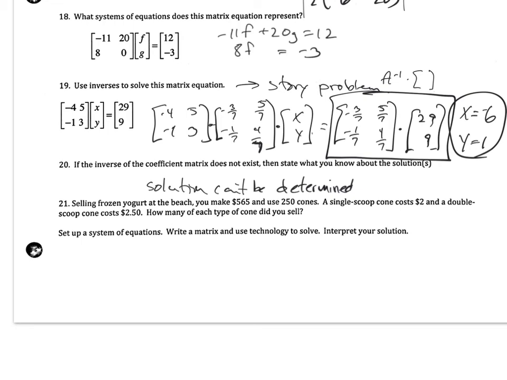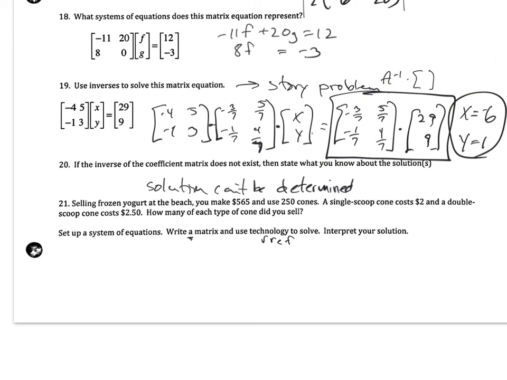Now there are two story problems on the test. One, of course, I just talked about. You'll be asked to solve with matrices. This one, of course, says write a matrix and use technology. This means RREF, a matrix. We're writing a matrix, so you can see what we have.